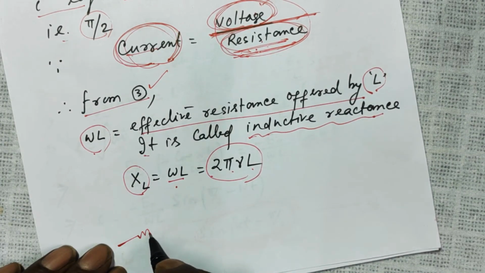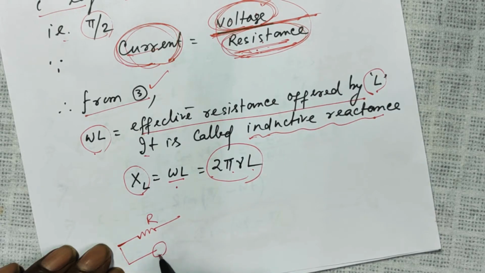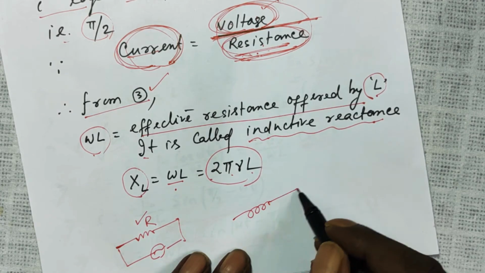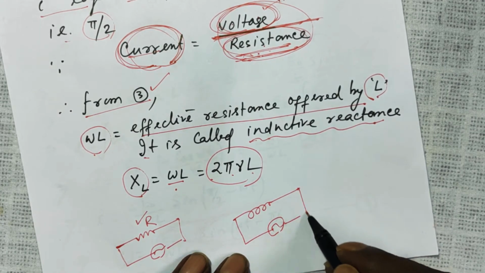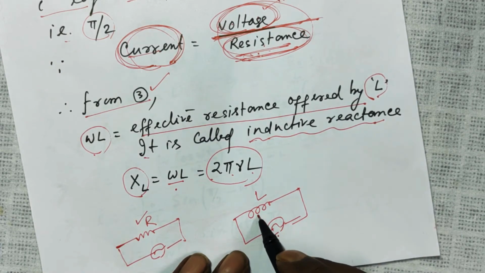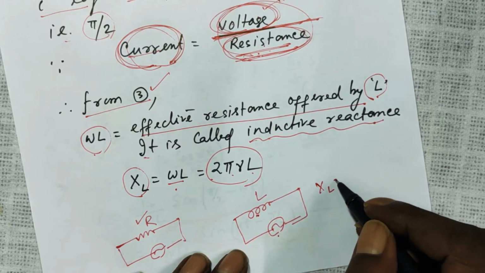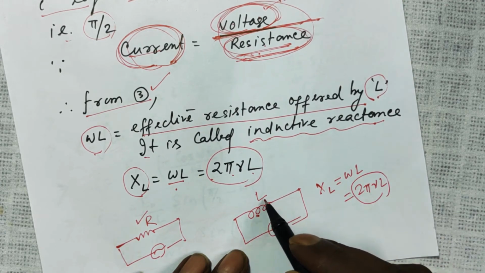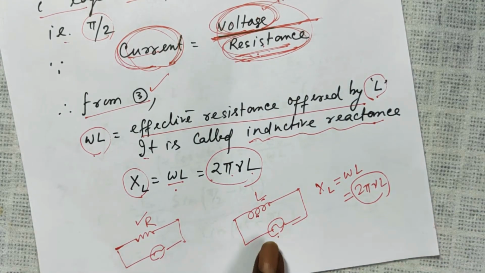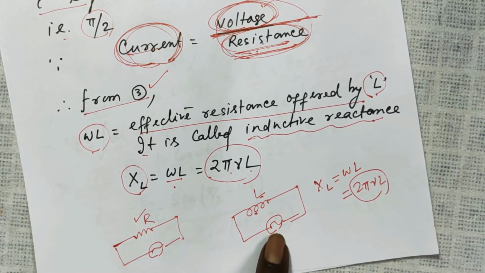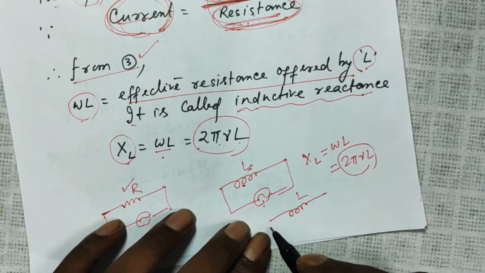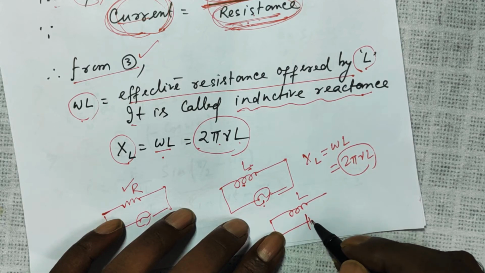When there is a resistance, it offers a resistance, the value is R. If there is an inductor connected to AC, this also offers electrical resistance. That resistance is symbolically written as XL, that is equal to omega L, that is equal to 2 pi nu L. So an inductor also offers a resistance when connected to alternating voltage. If this is a DC voltage, the same inductor is there, but this is not alternating, this is DC.